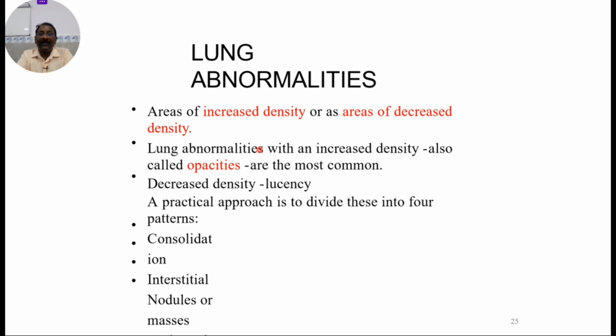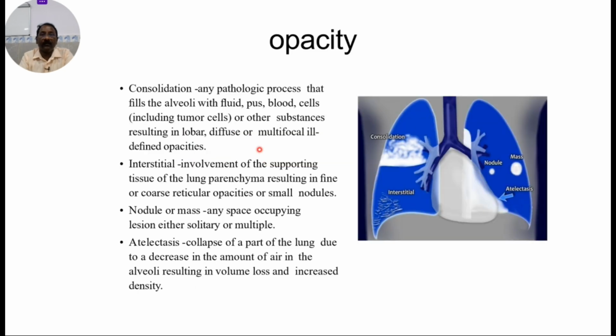Lung abnormalities with an increased density are also called opacities. They are the most common. For decreased density, lucency, a practical approach is to divide these into 4 patterns: a consolidation, or interstitial, or nodules, or the masses. So these are the opacities. So increased densities, more of the white in a background of the black.